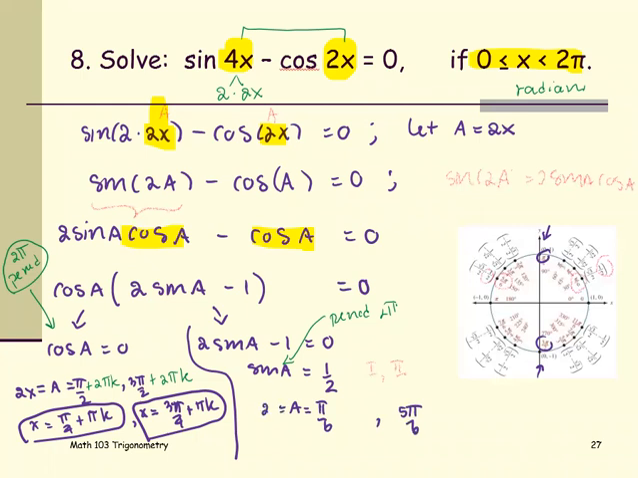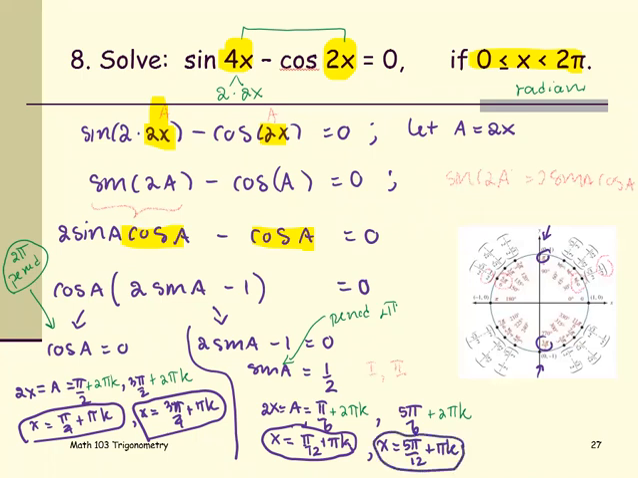Recall A is 2x and the period is 2 pi. We're going to add to its solution multiples of 2 pi. Next, solve for x. Divide all by 2. We have x equals pi over 12 plus pi times k. So we gain another all solution form of this equation. And the other one is x equals 5 pi over 12 plus pi times k as another solution form.